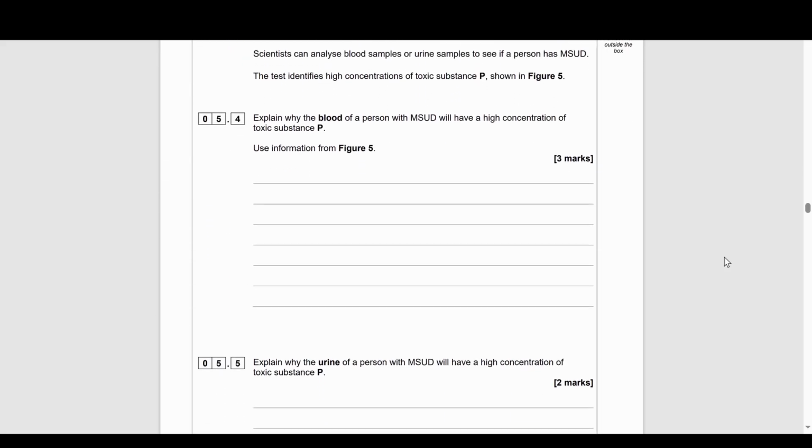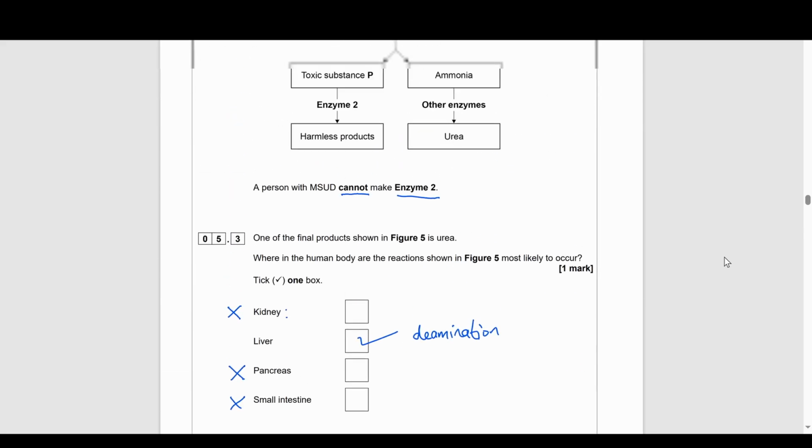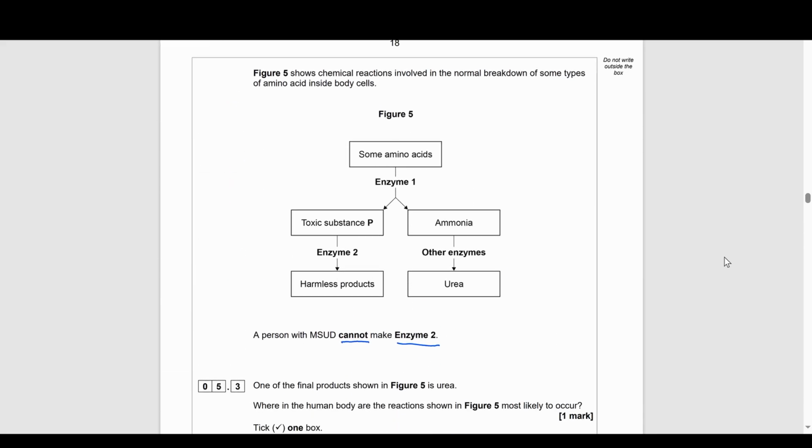Scientists can analyze blood samples or urine samples to see if a person has MSUD. The test identifies high concentrations of toxic substance P shown in figure 5. Explain why the blood of a person with MSUD will have high concentration of toxic substance P. Use information from figure 5. So let's go back to our figure 5, and we've got to focus on this toxic substance P. It said in the question, why should there be a high amount of this in the blood with someone that has MSUD?